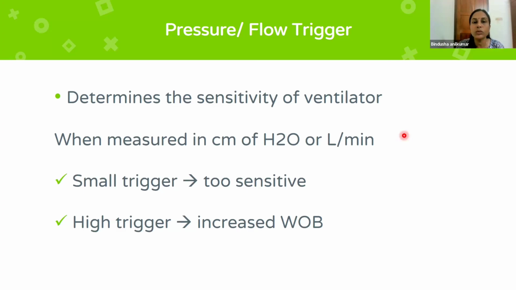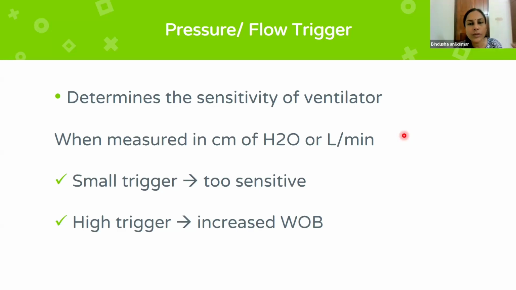But we also need to know that in some of the ventilators, these values are not measured as centimeters of water, and flow is also not shown as liters per minute. They may sometimes arbitrarily show some values, sometimes sensitivity values which are graded as 1 to 10. In the Servo-i ventilator, the higher values actually correspond to high sensitivity, so when you keep a value of 6 or 7, it will be more sensitive than 5.